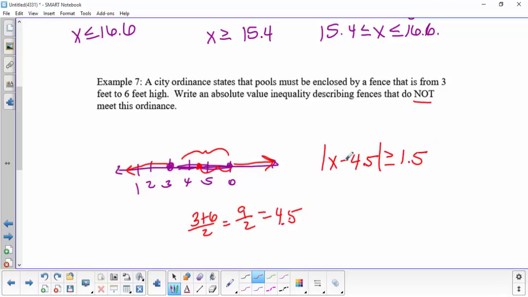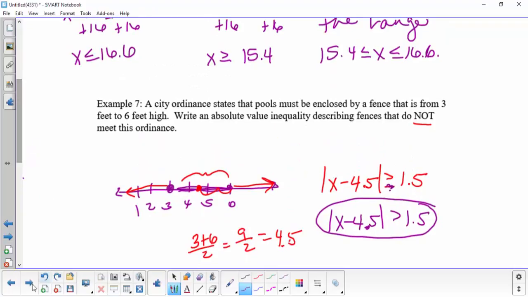Now, if we think about this, the fence is from 3 feet to 6 feet high. So if I have a fence that's exactly 3 feet, I'll meet the ordinance. So I don't want the equals sign this time. I want to get rid of that and just have the absolute value of x minus 4.5 is greater than 1.5. And that is the absolute value inequality that describes fences that do not meet the ordinance.